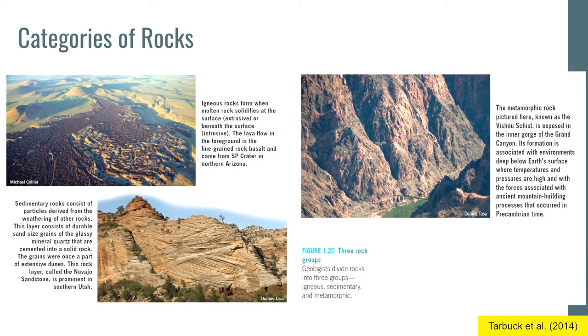Metamorphic rocks, okay, as seen here, known as the Vishnu schist, is exposed in the inner gorge of the Grand Canyon. So the formation is associated with the environments deep below the Earth's surface, where temperatures are high, with forces associated with mountain building processes, okay, that occurred as far back as Precambrian time. So metamorphic rocks are rocks that could be igneous or sedimentary rocks that have undergone transformation due to heat and pressure. And we will learn more about that as we go along.